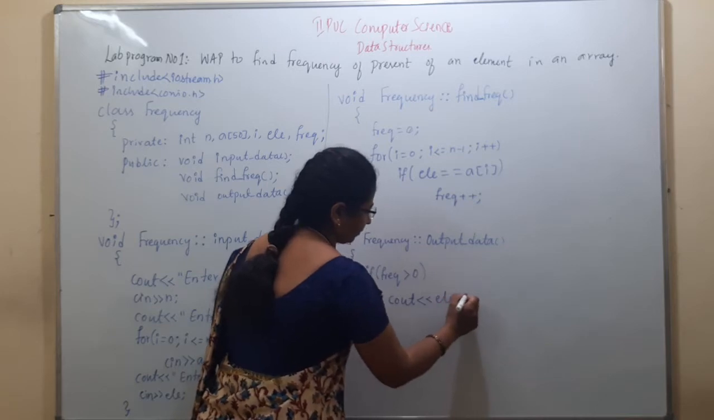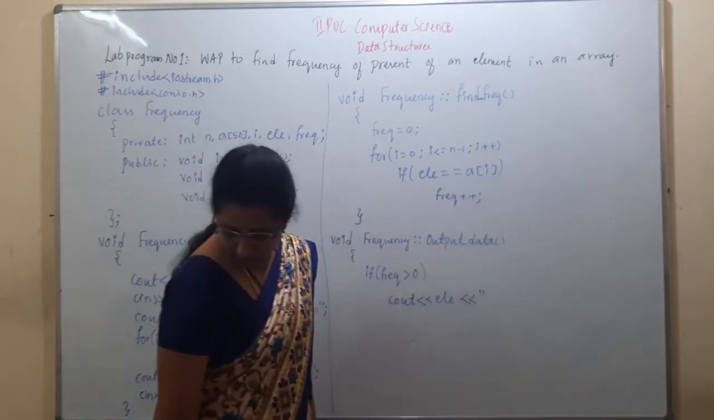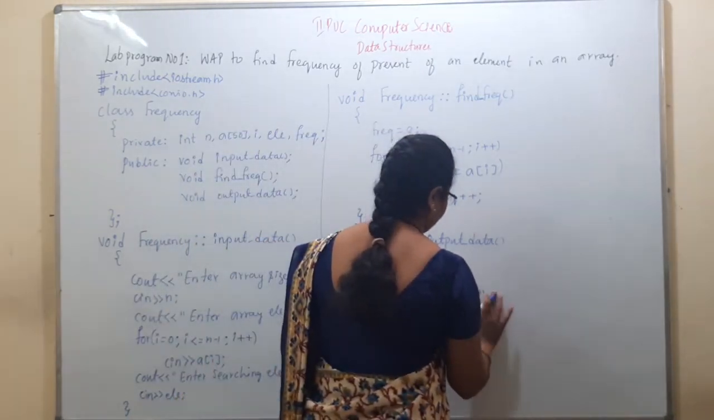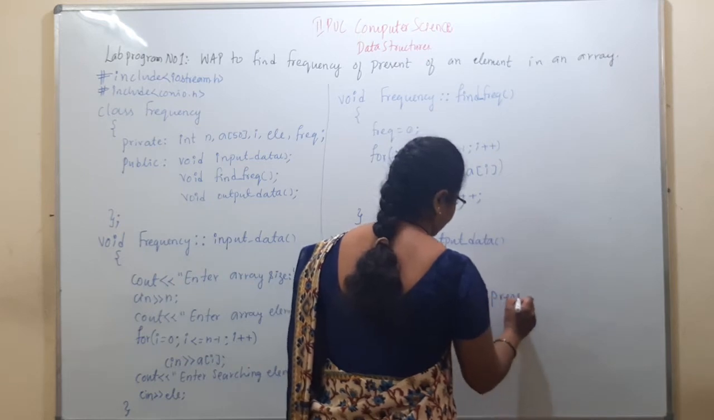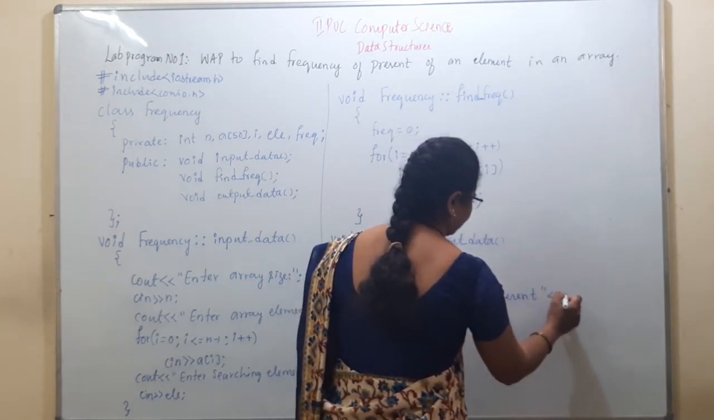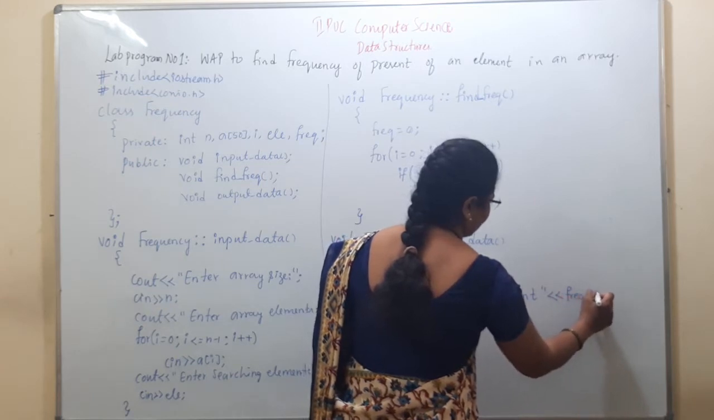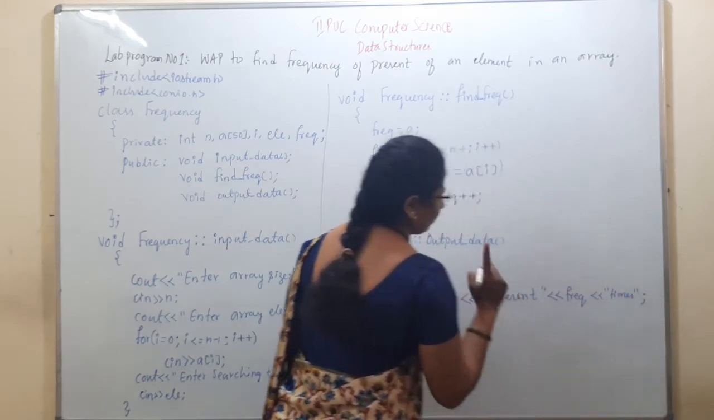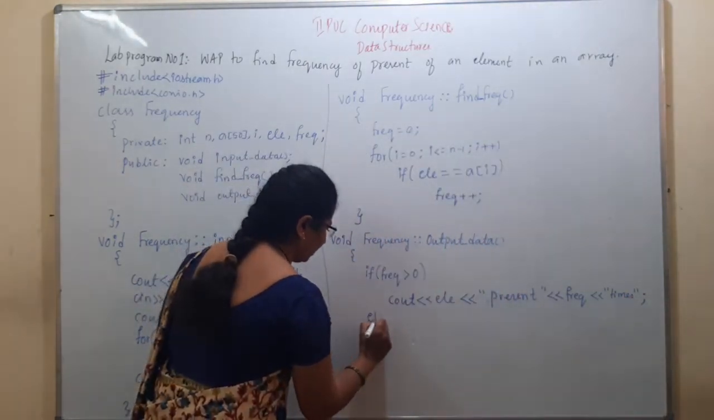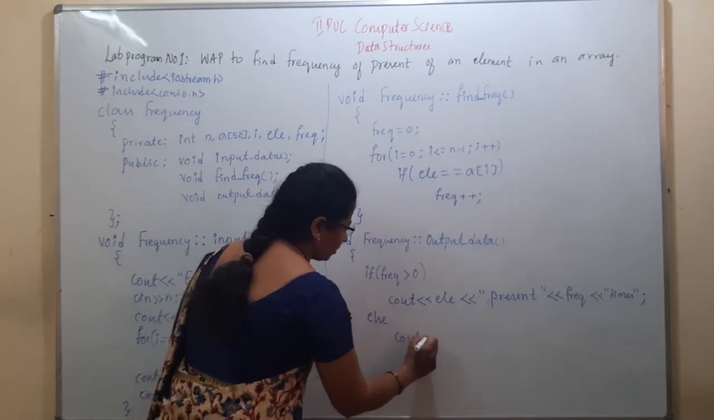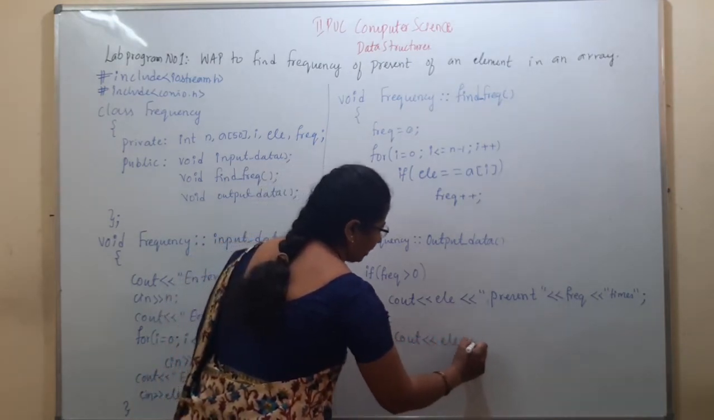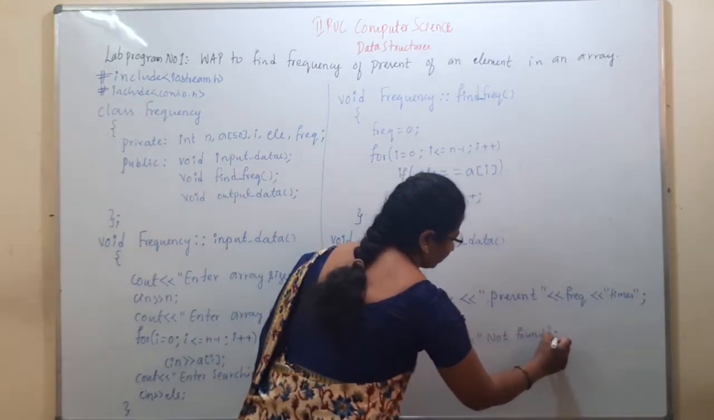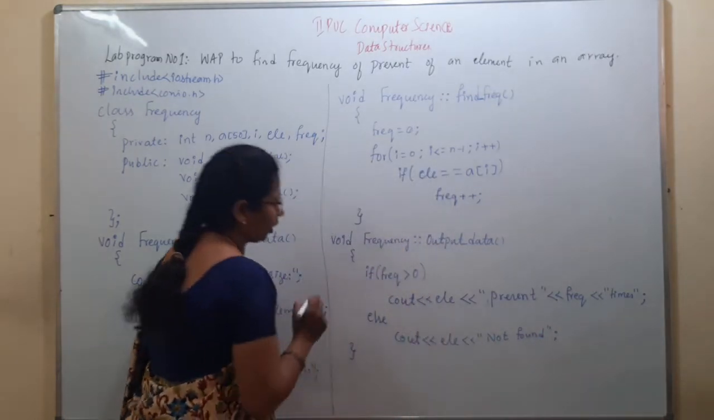element present or occurred, present frequency times. Present 2 times. So only one statement, no need to add the endl. Else cout a particular searching element not found. Not found. So this is your output.